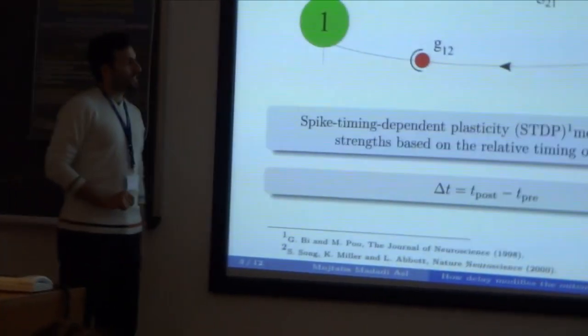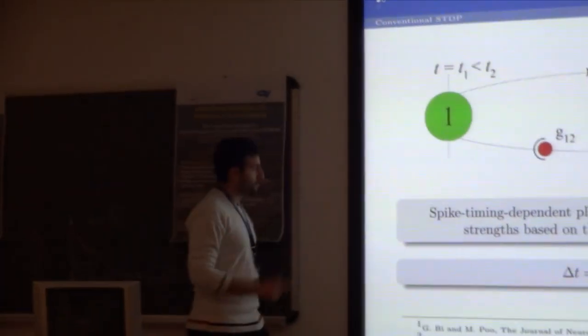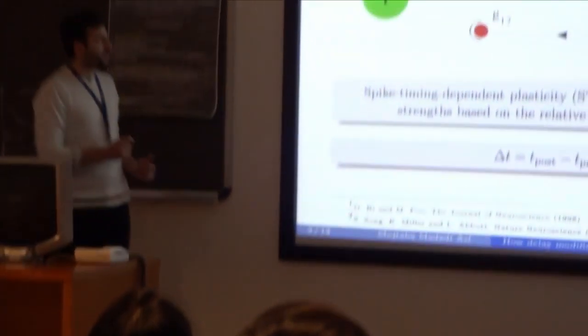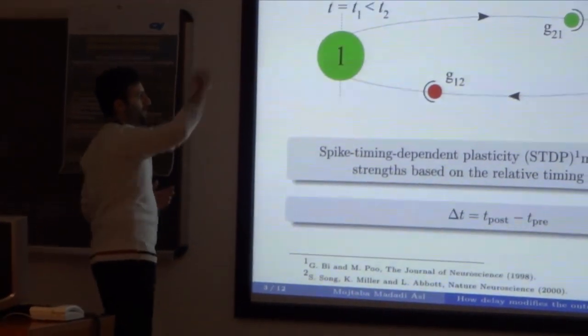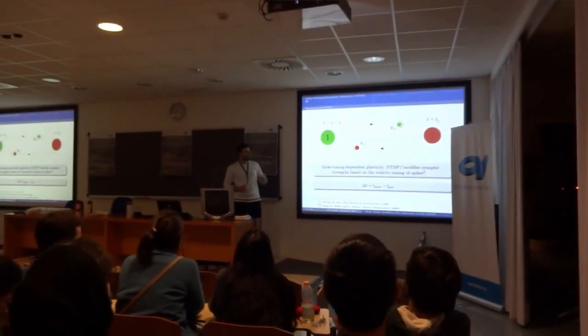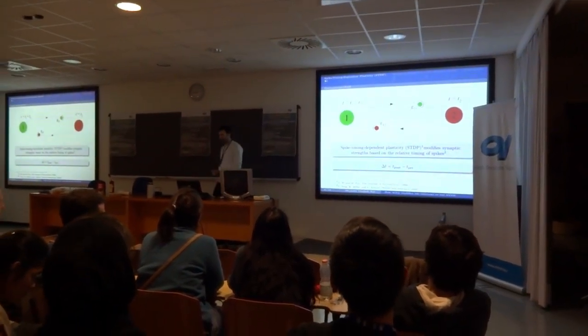So what's STP? STP is a mechanism that modifies the synaptic strength based on the relative timing of the spikes. For example, if you have such a configuration of two neurons that are bidirectionally connected to each other, there is a synapse from neuron 1 to neuron 2 with synaptic strength G21. And there's a synapse from neuron 2 to neuron 1 with synaptic strength G12.